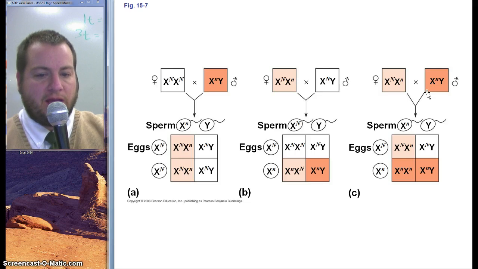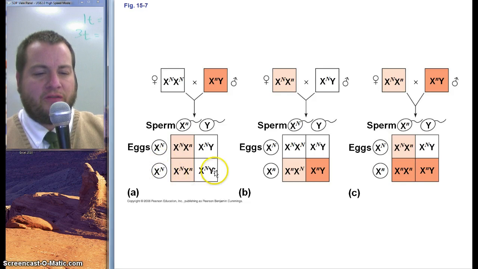This would be how it works for any trait. This is how you write this, okay? So you write X capital N for dominant. X lowercase n would be for the recessive allele. And if this is male, then you write Y. So the sperm that could be produced are X little n, Y. And the eggs that can be produced from this mother are X big N or X big N.